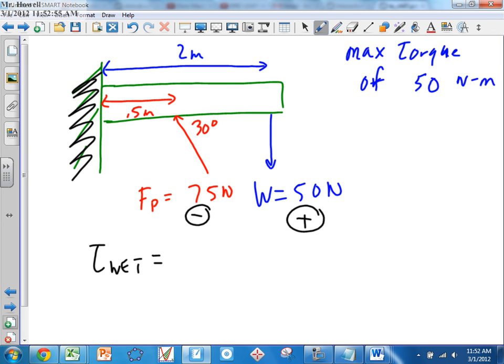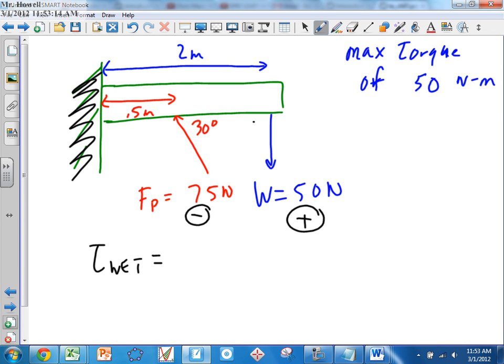So why is that one negative if it's pushing it this way? This is pushing it this way, which means it goes. Look, draw the arrow. Here's your arrow. Watch. Doesn't it go like that? Doesn't this arrow go like this?